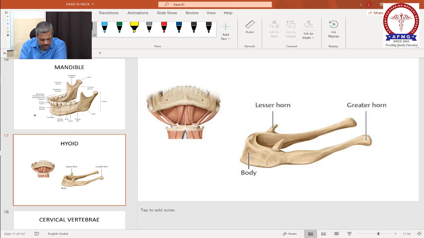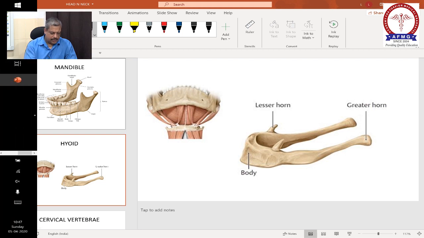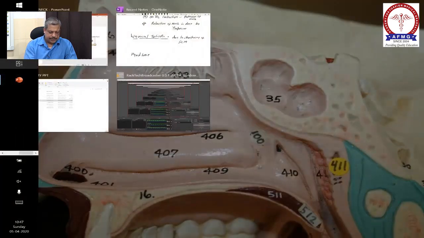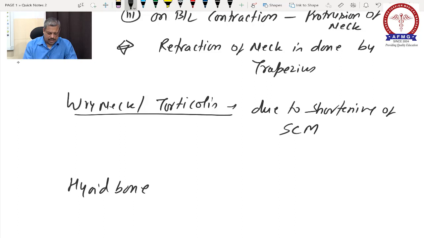Some muscles are coming from upside. They are known as the suprahyoid muscles. And some muscles are coming from downside. These are known as the infrahyoid muscles. So come back to here. This is the hyoid bone.